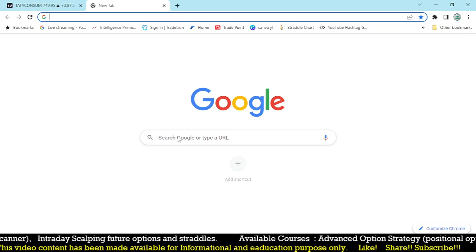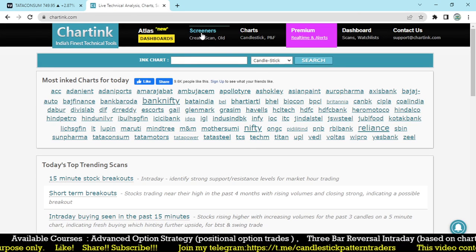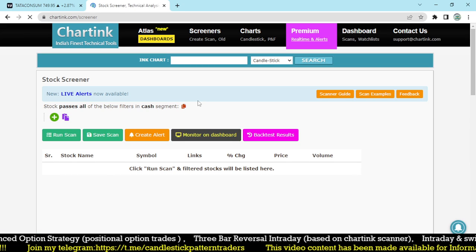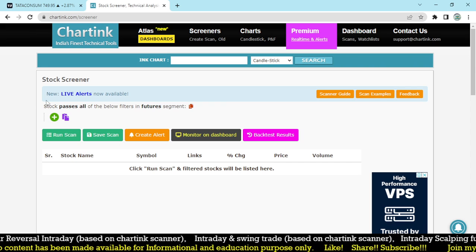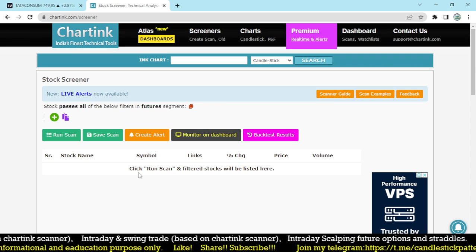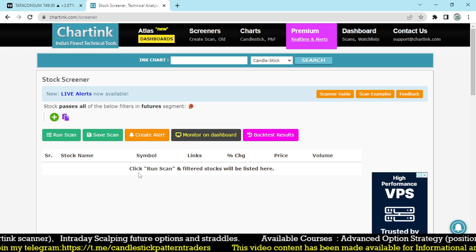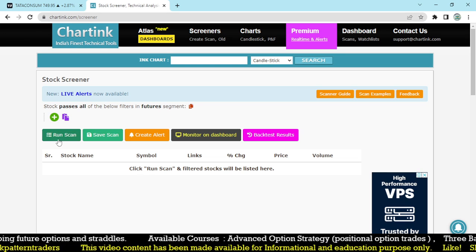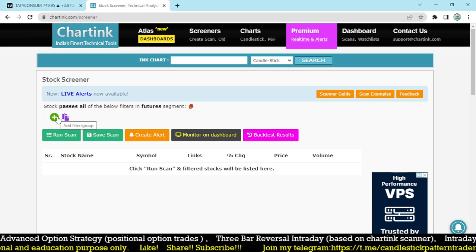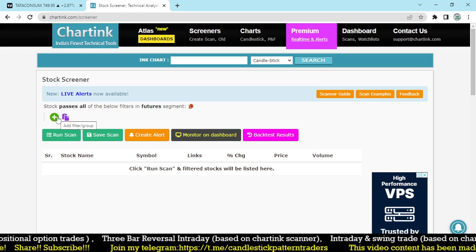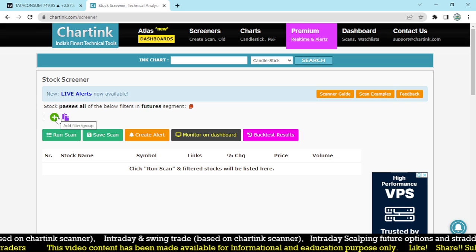So I'm going to focus on charting, and you can go and create a scan. I'm mostly using futures because of option trading. I'm not going to use equity. I've just used futures because of my option trading. First of all, you have to create a doji, and you can create whatever type of candle you want here. These are my conditions.